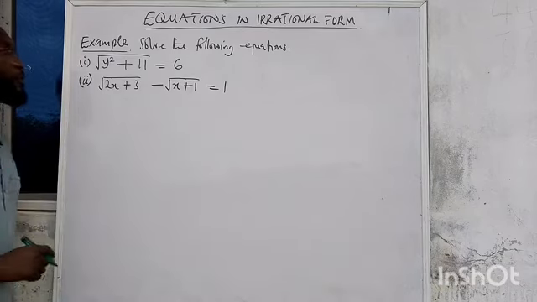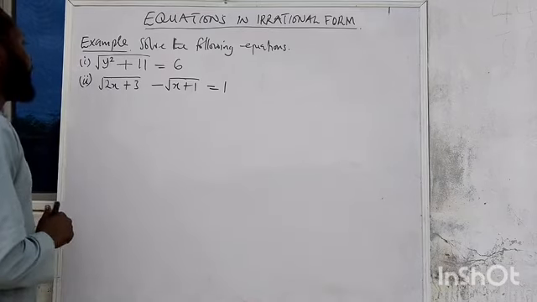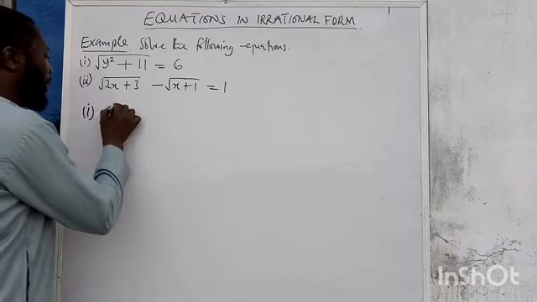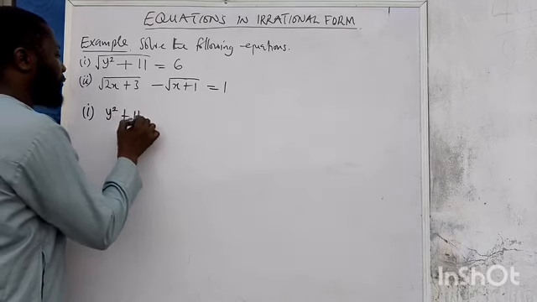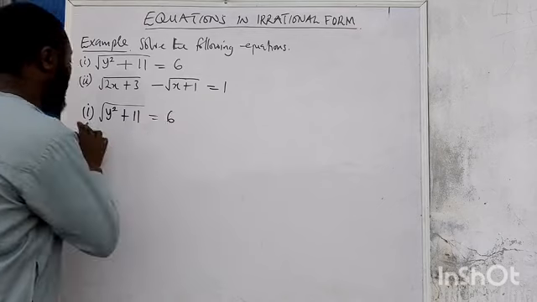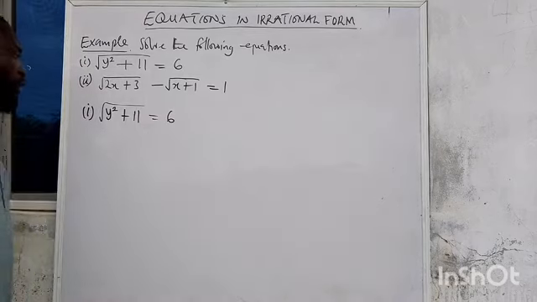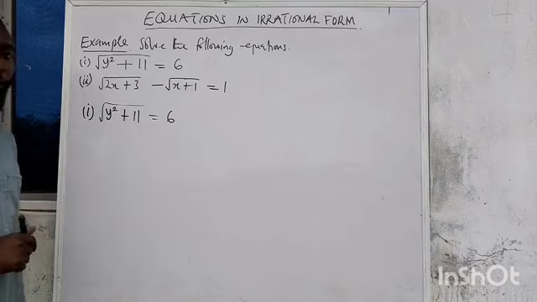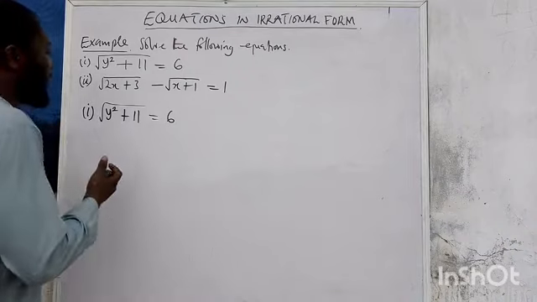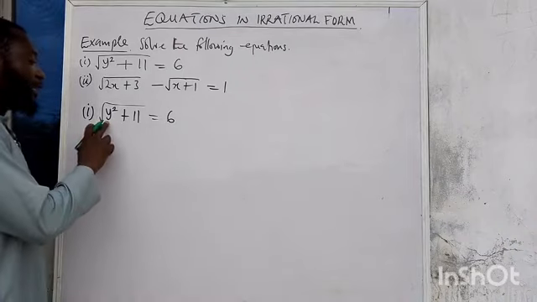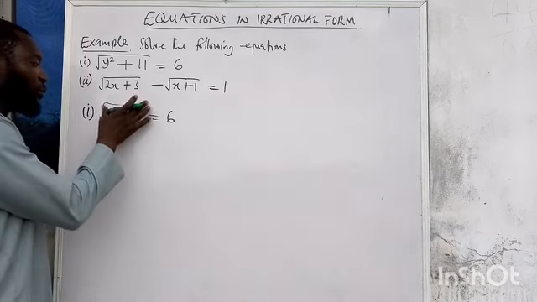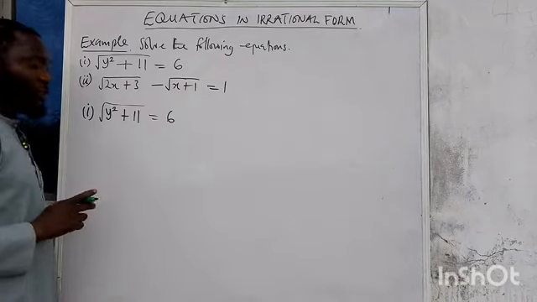Now look at this. We have question number 1. Square root of Y squared plus 11 equals to 6. This is what we are given. We have to solve this, means you find the unknown, which is letter Y. In this question, it's very easy in the sense that our letter Y is inside the square root. And the only way you can remove this Y from square root is to square both sides.